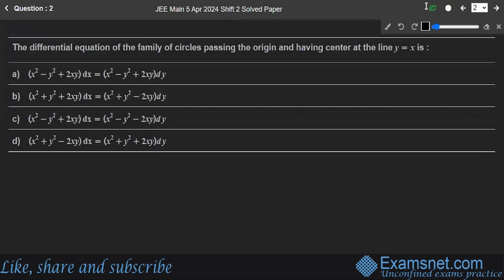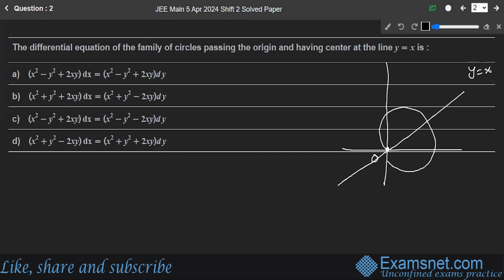Question number 2: the differential equation of the family of circles passing through the origin and having the center on the line y is equal to x is given by what? So this is your origin. Let's say this is the point O, and this is your line y is equal to x. Now you want to derive the equation of the family of circles which is having the center on this line. The center may be over here, or the center may be over here. The center may be anywhere, but it should be on this line, and the circle should pass through the origin. These are the 2 conditions for it.